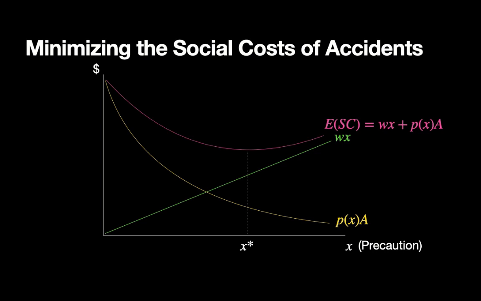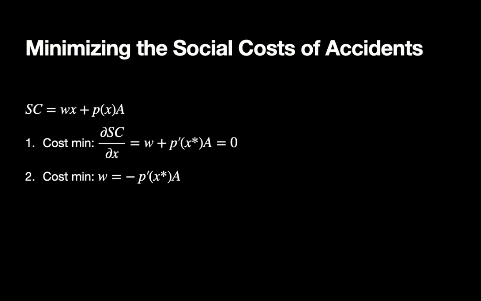At this point, the slope of the social cost line is zero. In other words, the derivative of the expected social cost function with respect to units of precaution equals zero at the point where social costs are at their minimum. Taking the derivative of the expected social cost of accidents function, we get equation 1. When this is equal to 0, the optimal amount of precaution x star is being taken.